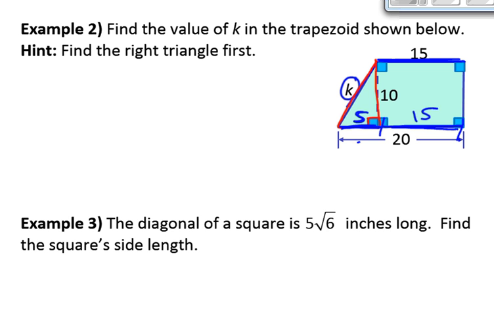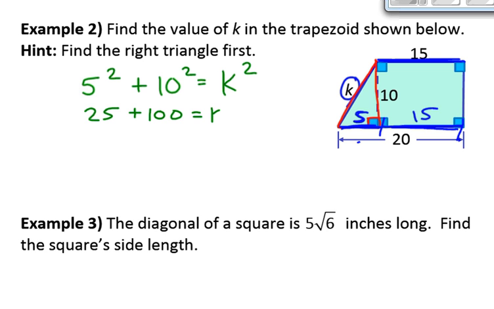Okay? So we see our right triangle has a leg of 5, a leg of 10, and then the hypotenuse is k. So then when we write our equation for Pythagorean theorem, our two legs, 5 and 10, would be 5 squared plus 10 squared equals the hypotenuse, which is k squared. So now let's simplify. 5 squared is 25. 10 squared is 100. And then 100 plus 25 is 125.